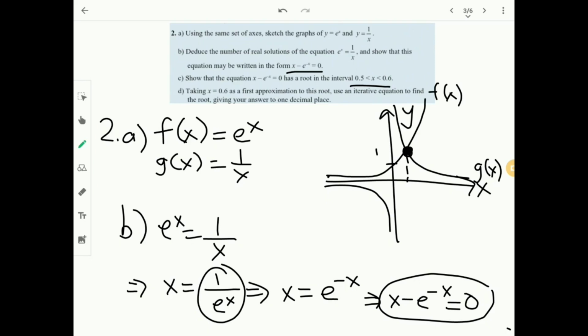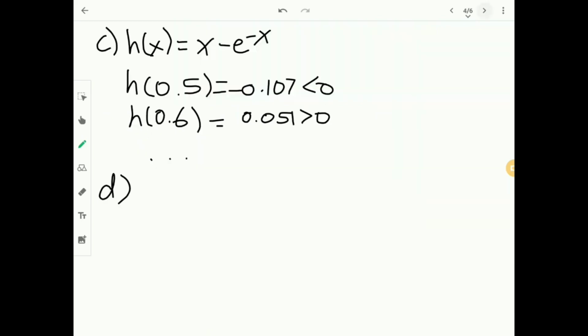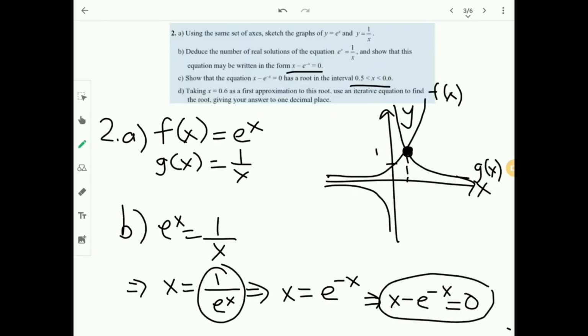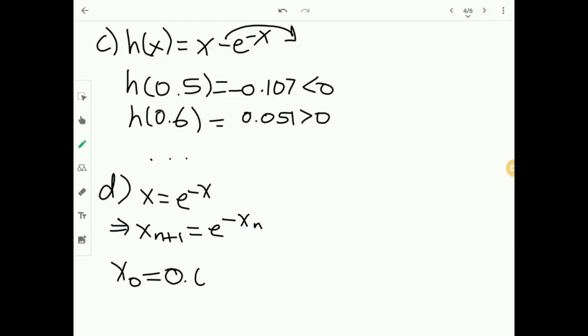Taking x equals 0.6 as the first approximation to this root, let us use an iterative equation to find the root, giving our answer to one decimal place. Now we have the given equation, and we can easily use that. We can just say x equals e to the minus x. All I've done is take e to the other side, and then I can say x n plus 1 is equal to e to the minus x n, and x0 was given as 0.6, and they want it to one decimal place.